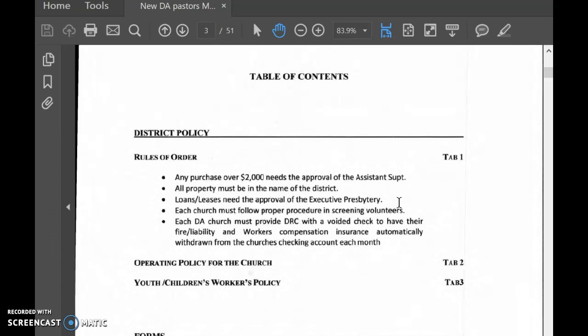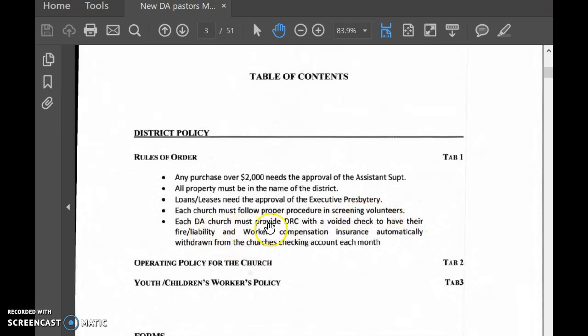The executive presbytery meets 10 times a year, so just a heads up that sometimes on those issues we might not be able to have a 24-hour turnaround time period. That's going to take a little bit longer and a little bit more forethought, as it should, because it's a loan or a lease. Also, each church must follow proper procedure in screening their volunteers.